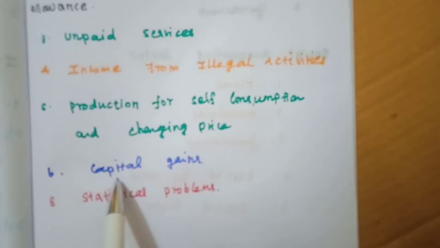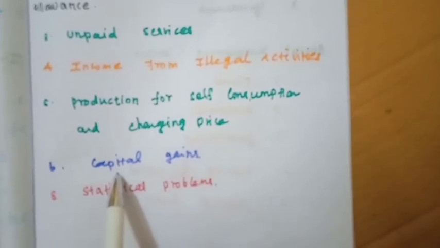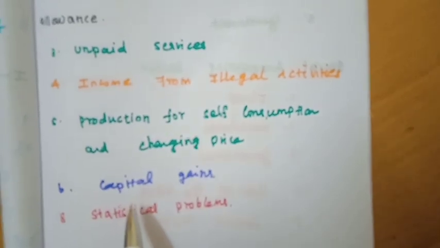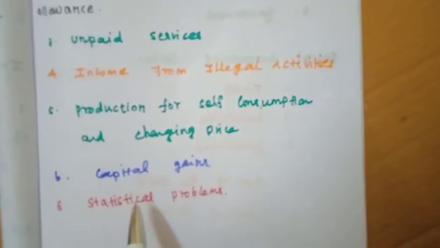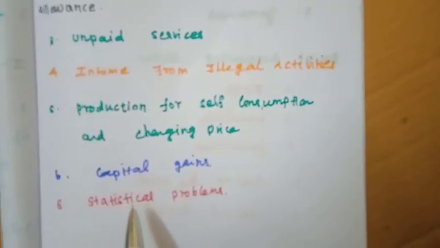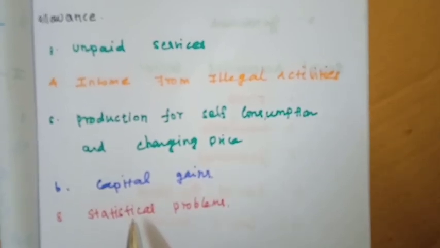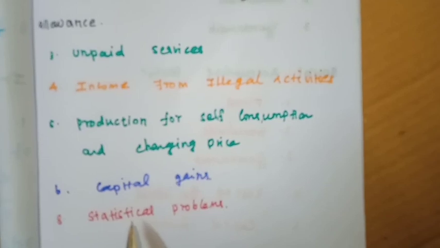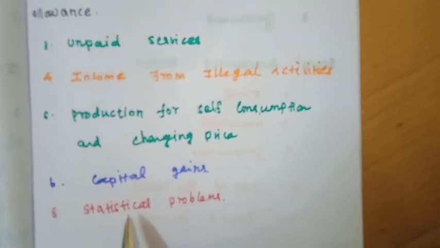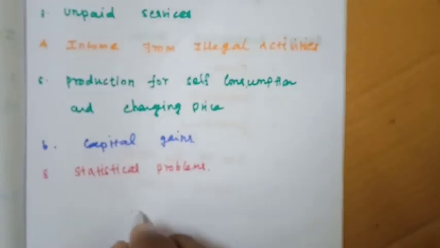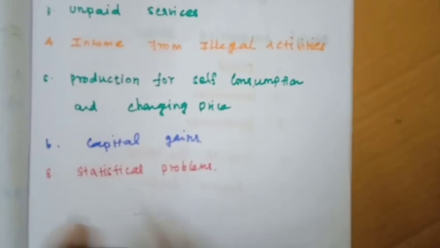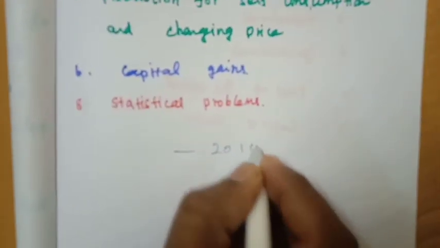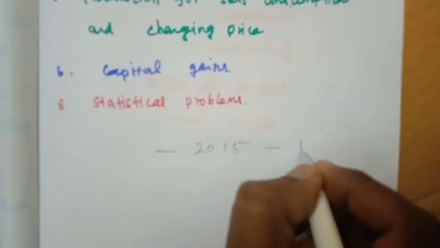And the sixth point is capital gains. The problem also arises regarding capital gains. Capital gains arise when a capital asset such as a house, other property, stock or shares is sold at a higher price than was paid at the time of purchase. For example, if you construct a new house in 2015, the worth of the house is 10 lakhs.